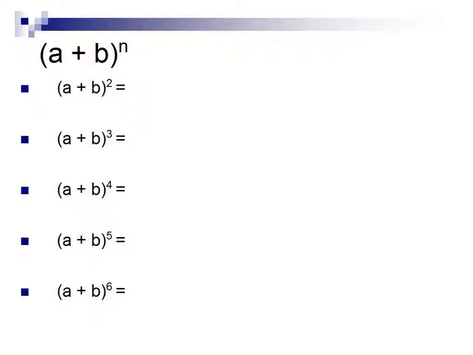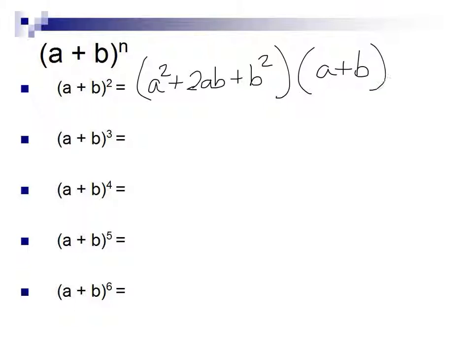Ideally, a lot of you are using the shortcut where you square the first term, multiply the 2 and then double it, and then square the last term. And there's your trinomial that you get. All right, if you do the cube, basically what you have to do is take this one and multiply it times a plus b one more time.